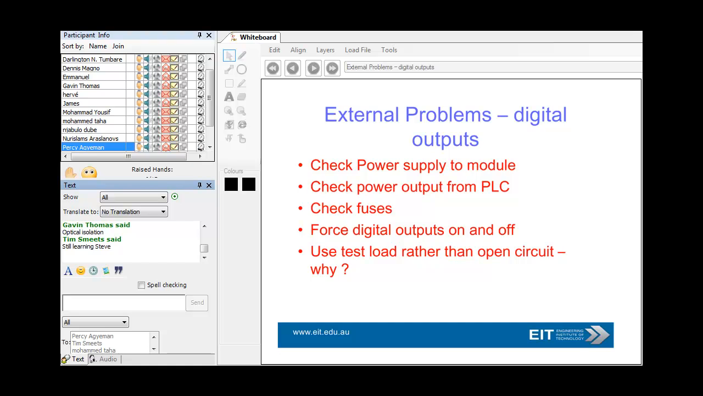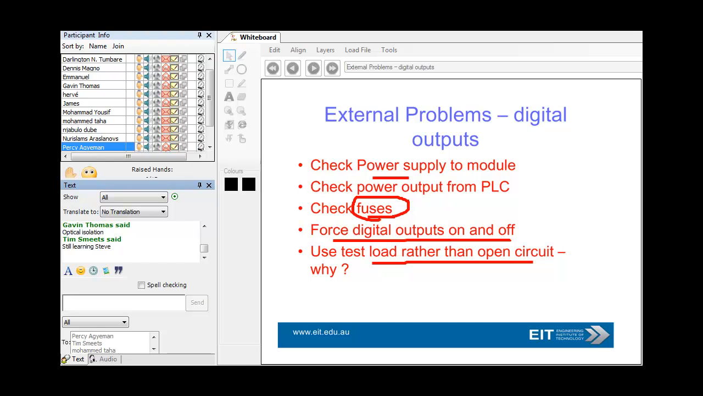Mainly poor quality manufacturers. Digital outputs, obviously power supply. Make sure that control fuses for your outputs haven't blown. Force digital outputs on and off. That's a quick way to see what's going on, but obviously make sure you remove the forces eventually. And test with a load rather than open circuit to test your outputs.